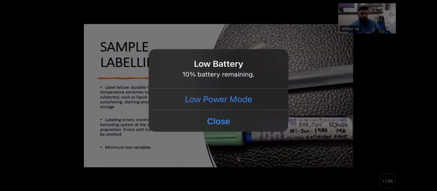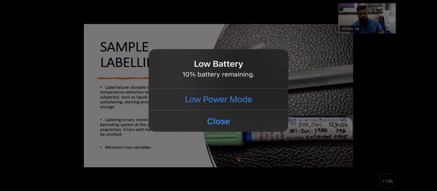Okay. Now coming to sample labeling. It is also a very important part because you can process, you can give results, but unless you know for whom it is, you're going to mix up everything. So there can be problems like label failure, where durable labels are not used. You just label it with something not durable, and in transport it gets torn out or wasted. So by the time you reach, you have 20 samples, but you have no idea whose sample it is. So everything is wasted. You cannot just process it blindly.